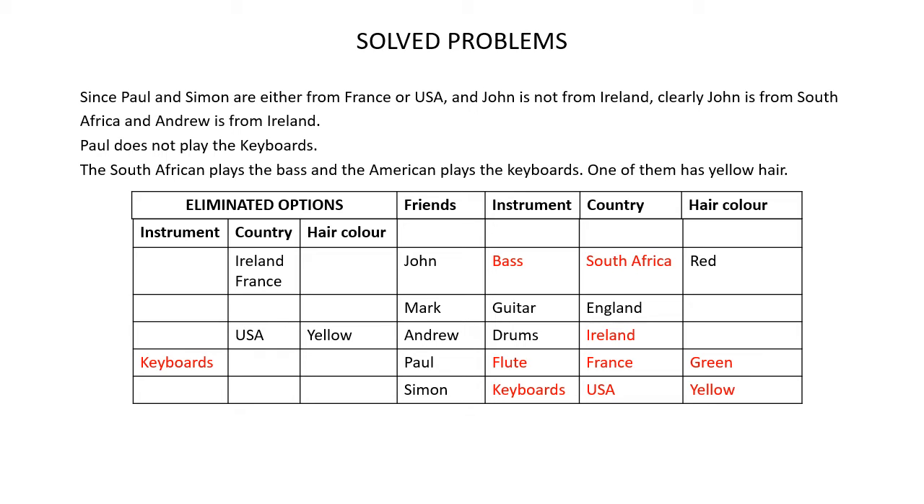It's given either the South African or the American has yellow hair, but we know that the South African has red hair. So clearly the American has yellow hair. So if Simon has yellow hair, it means Paul has green hair. So now we know that John plays the bass, Mark plays the guitar, Andrew plays the drums, Paul plays the flute, and Simon plays the keyboards. Also, Paul's hair is green and Simon's hair is yellow.